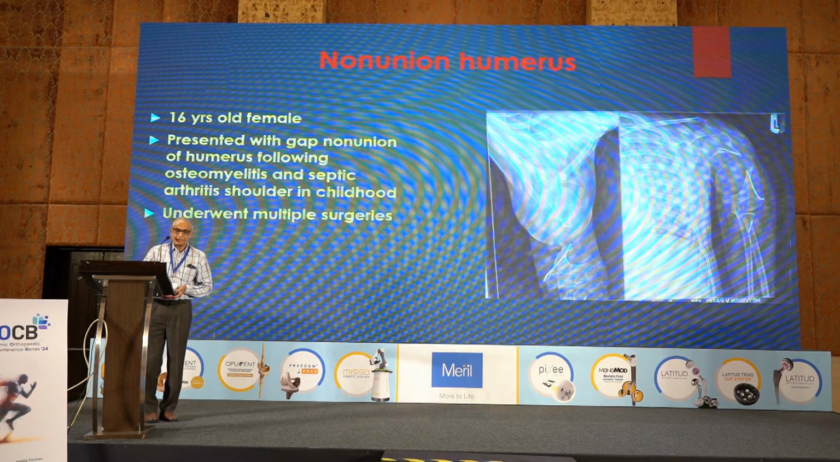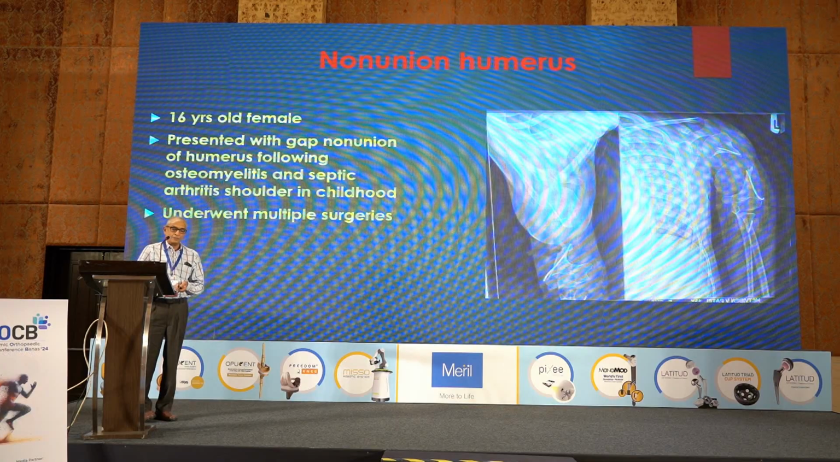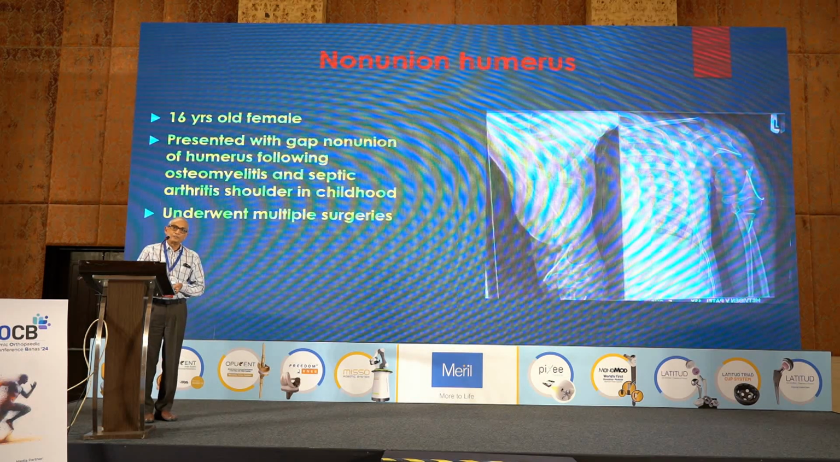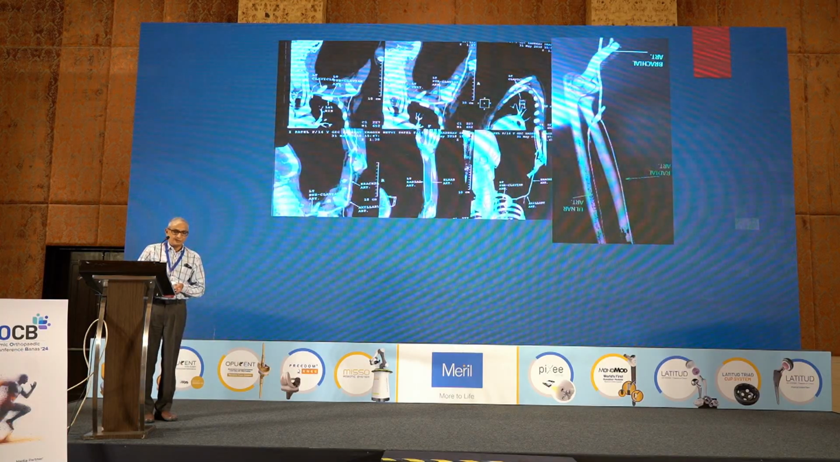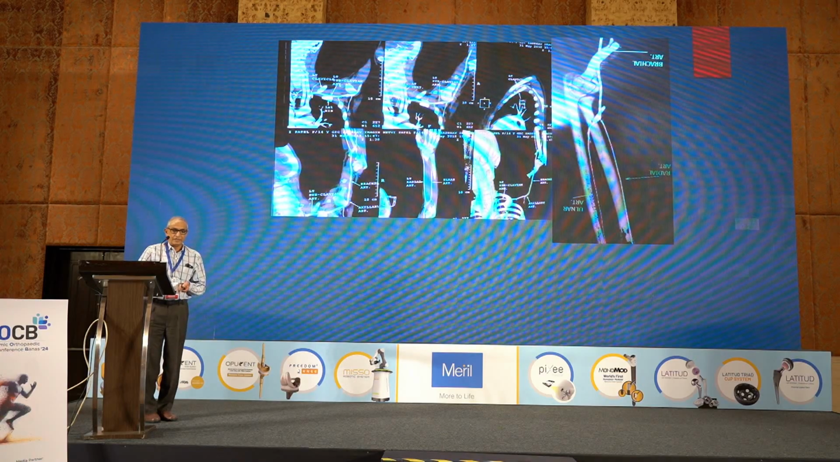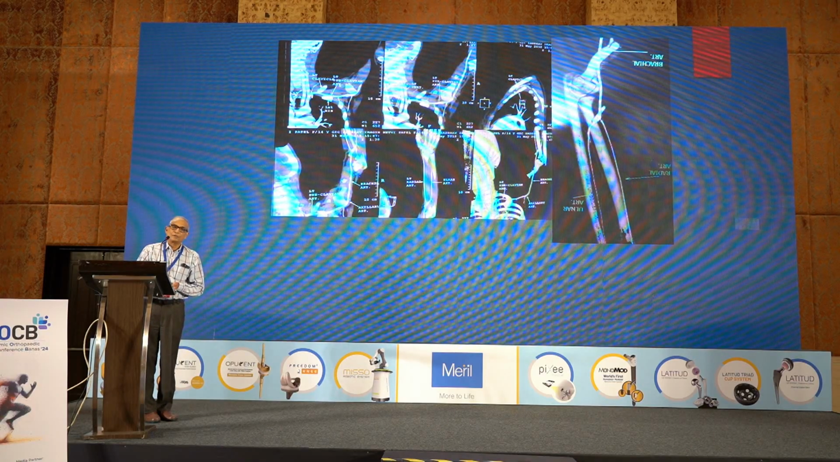The third one is a very interesting case. This was a case of non-union in a 16-year-old female. She presented with a gap non-union of the humerus following osteomyelitis and septic arthritis of the shoulder, which was treated by multiple surgeons in childhood. This is when she presented. I showed the X-ray. The plan was to do a vascularized fibula because she had already undergone a free fibular graft. So this was the plan.